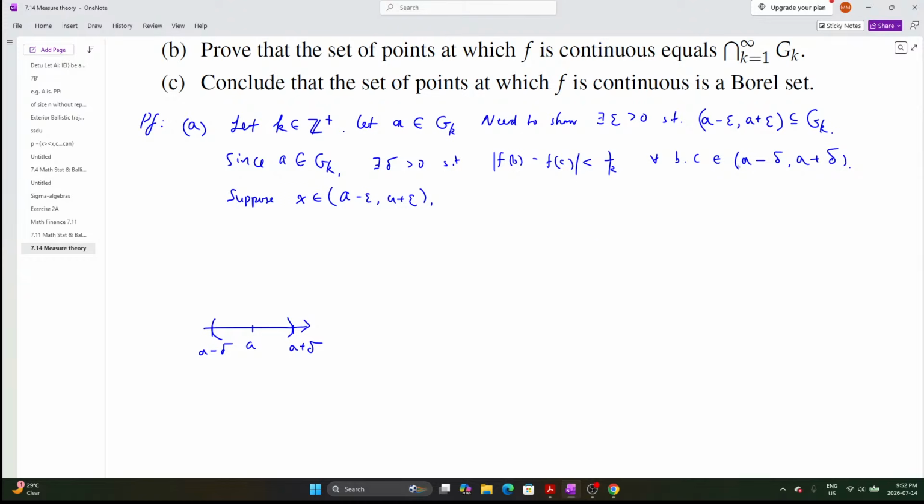Everything in this open interval, if you pick a pair of points B, C in this open interval, B here, C here, then the function, which I draw as a continuous function, but it doesn't have to be, okay? The function f is general, it doesn't have to be continuous. But basically |f(B) minus f(C)| is less than 1 over k. So this difference is less than 1 over k.